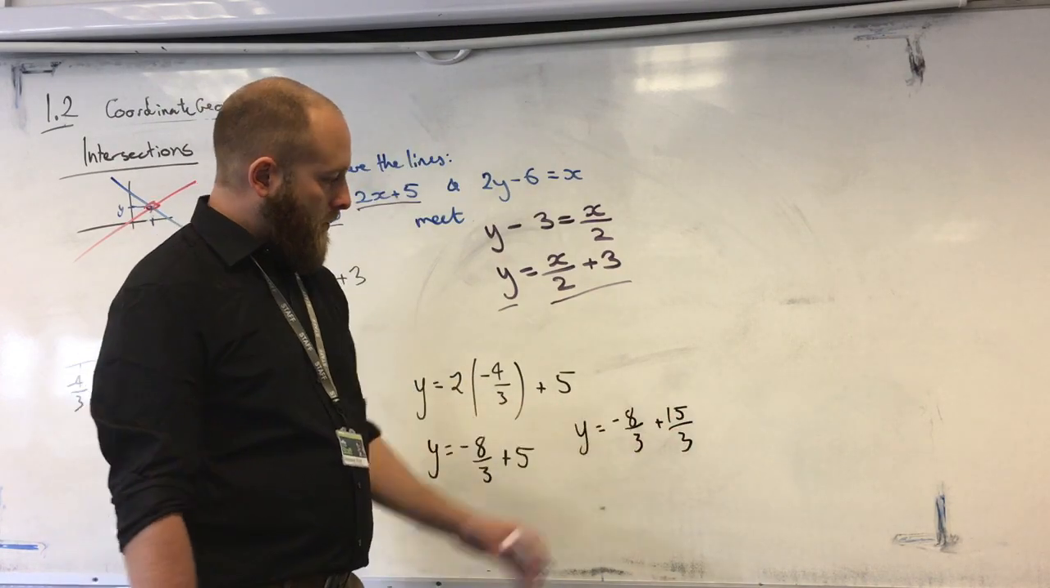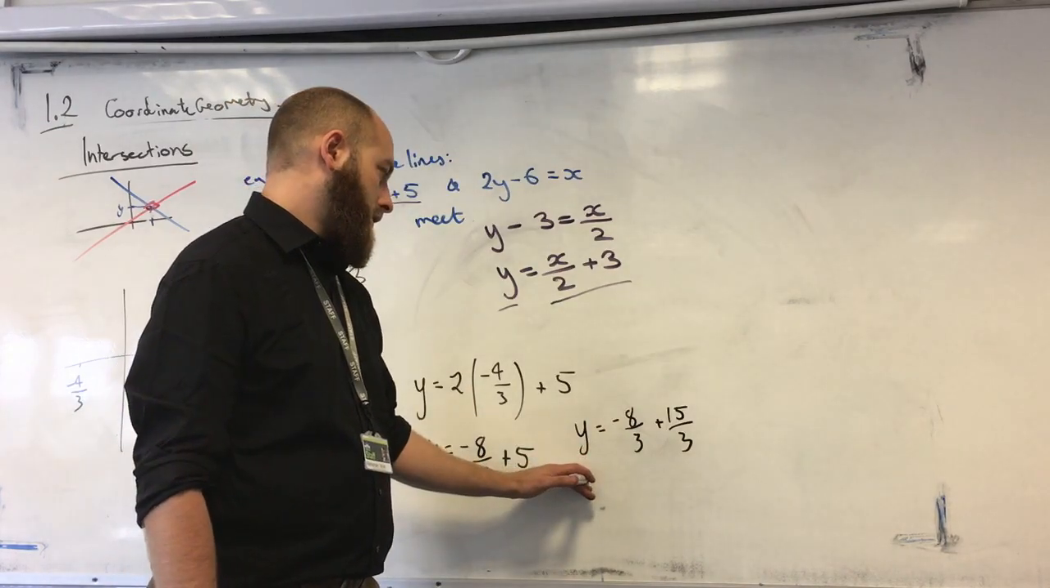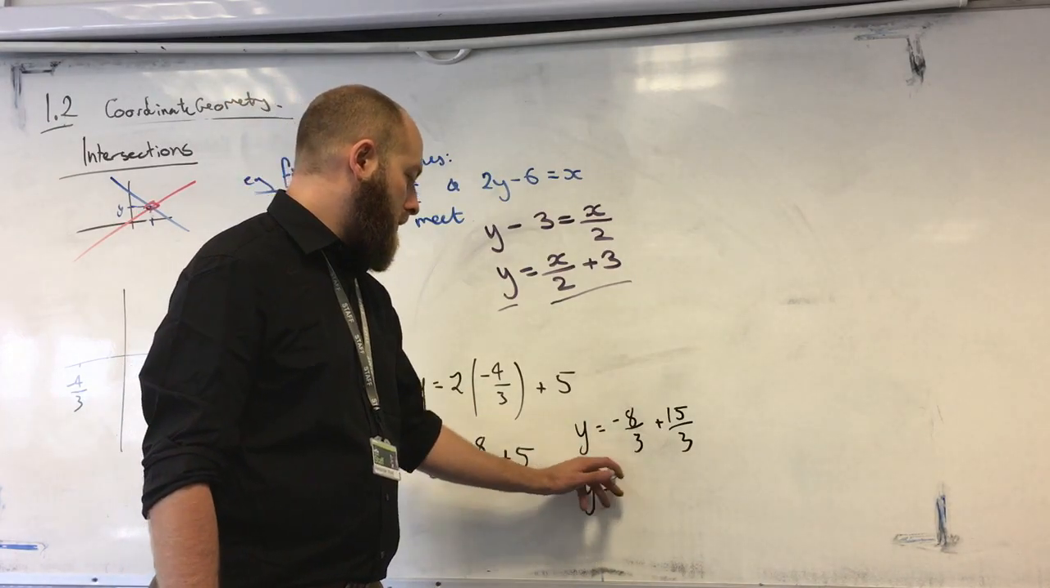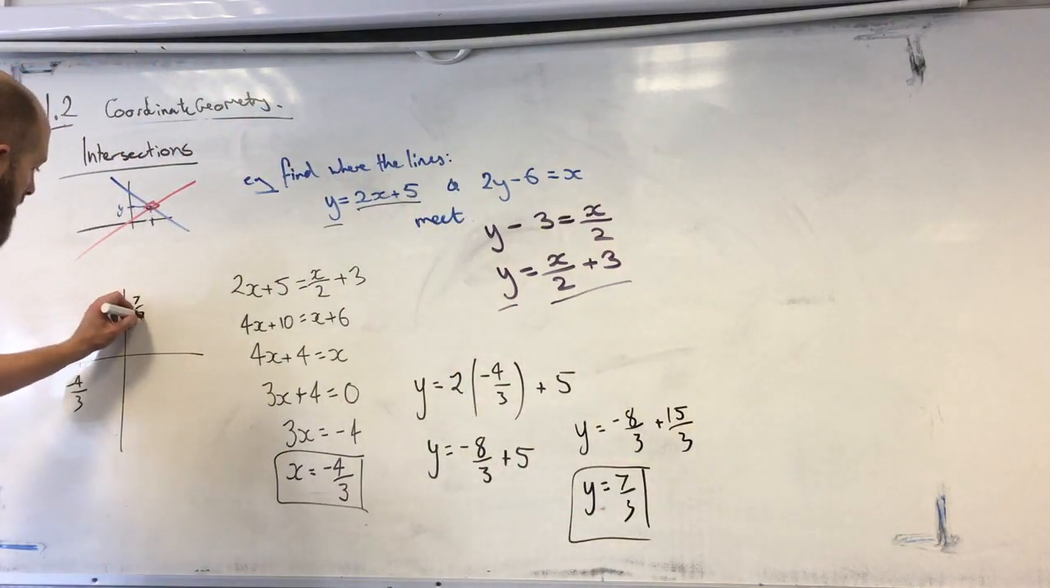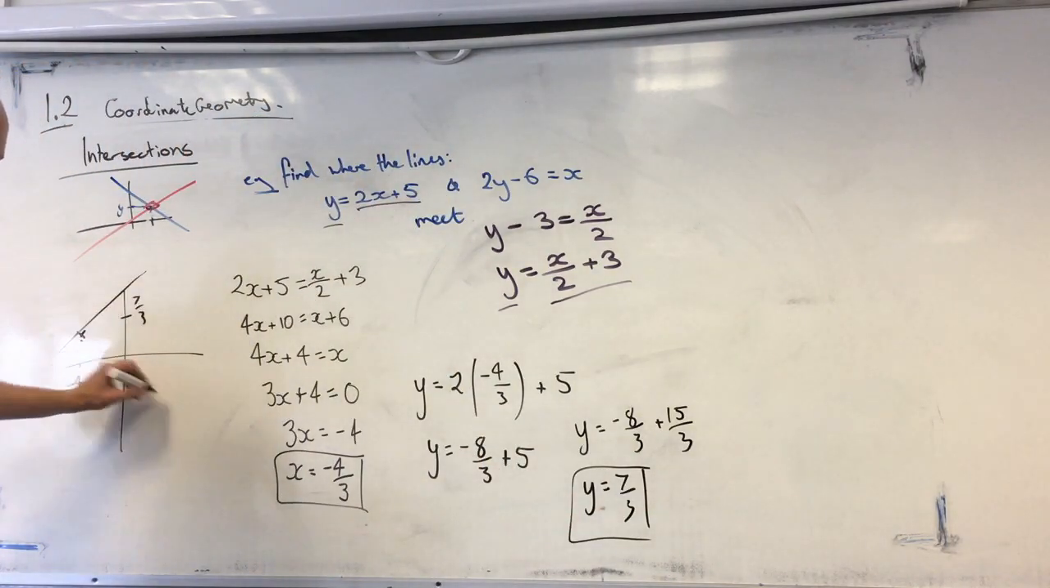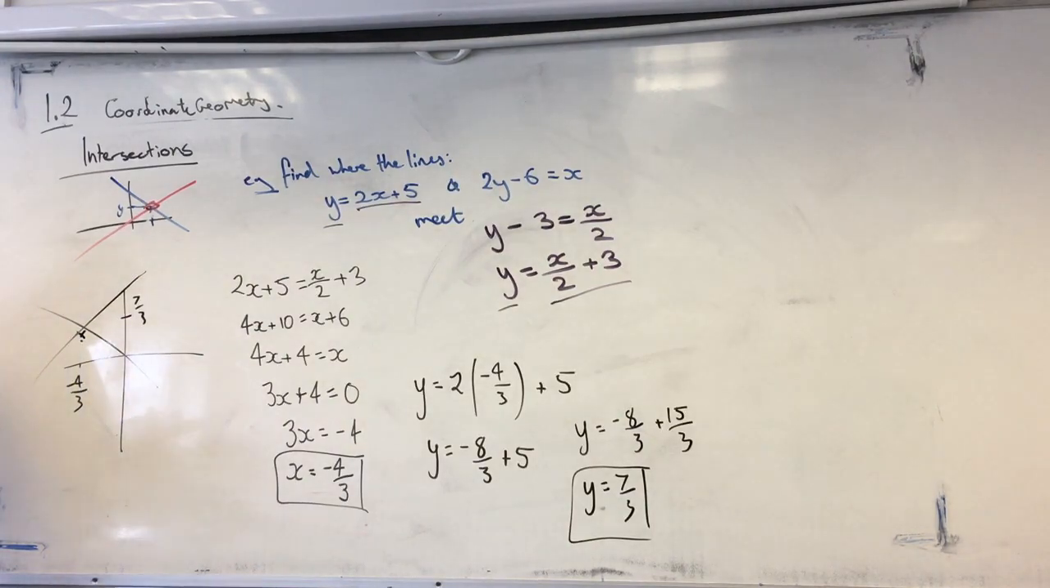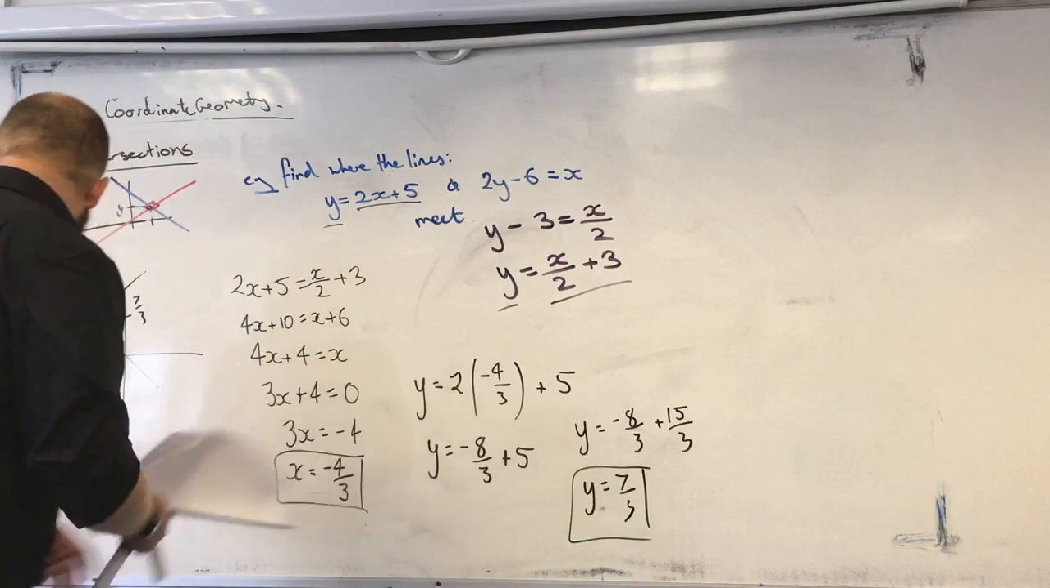So add those together and we're left with 7 over 3. Y equals 7 over 3. So again, a y value of 7 over 3. So the two lines meet there, so probably something like that. Right, a couple more questions on this and I'm done for today.